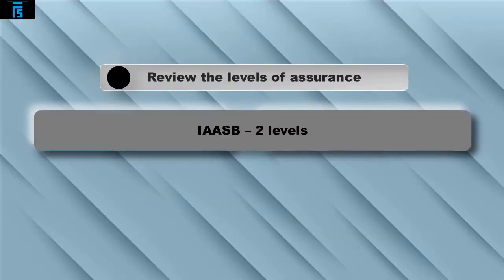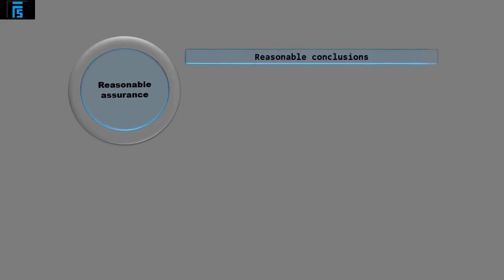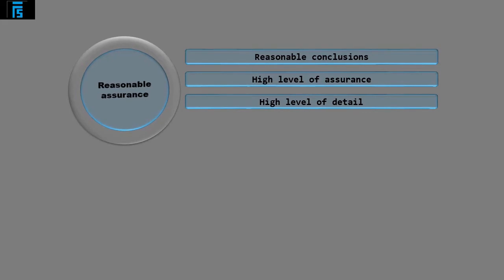Finally, we should review the levels of assurance an assurance provider can give. The IAASB tell us there are 2 levels, reasonable and limited. For reasonable assurance to be provided, the practitioner must provide sufficient appropriate evidence in order to form reasonable conclusions. This requires a high level of assurance to be provided, and so a high level of detail is provided in the practitioner's procedures. The practitioner will then issue a positive report or opinion.